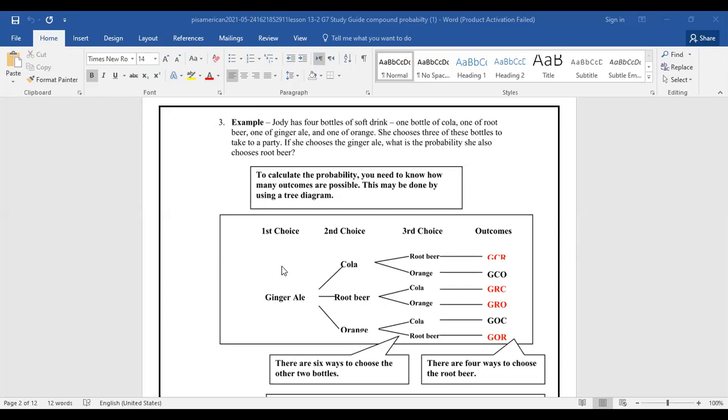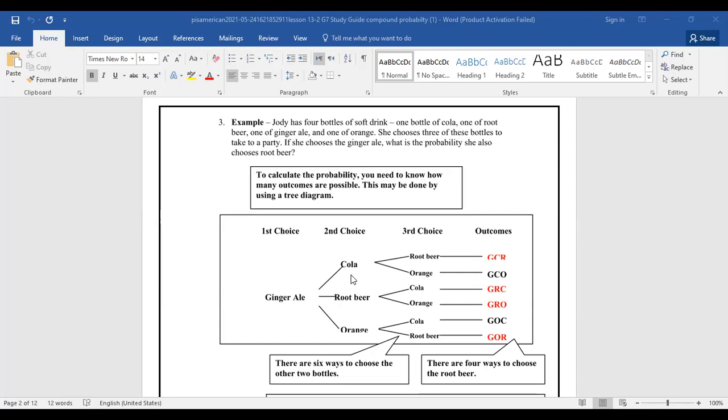If she chose ginger ale at the beginning, then the rest will be what? Cola, root beer, and orange. After that, from cola for the second choice, she's going to choose the rest, which is root beer and orange. Third, root beer: then it will be with cola and orange. Orange: it will be with cola and root beer. Now, what is her total choices? It will be out of how many?